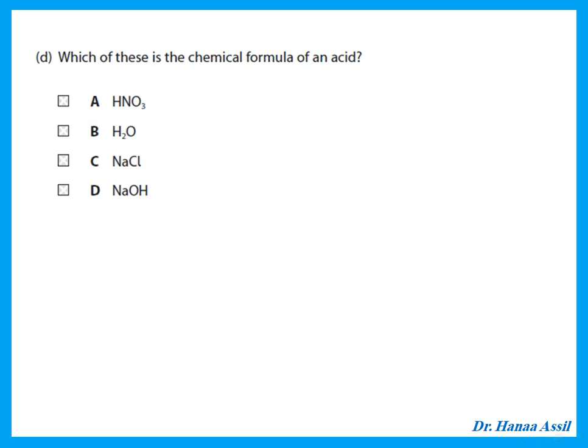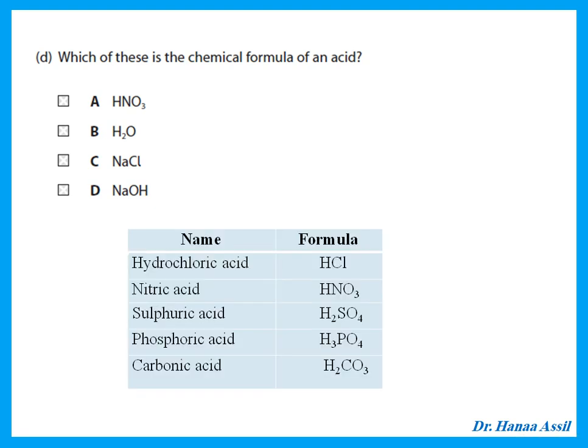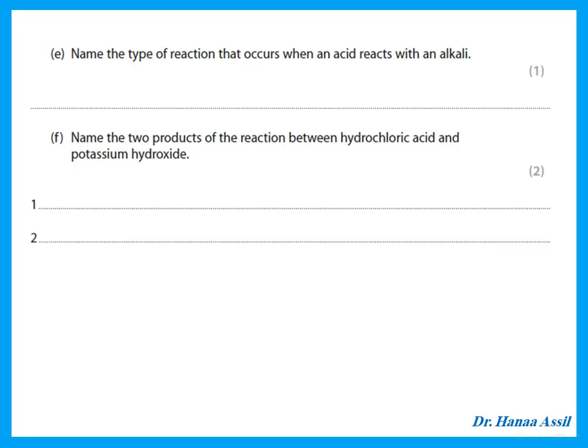Then he says, which of these is the chemical formula of an acid? Well, remember that when we write the formula of an acid, we usually start with H. So hydrochloric acid is HCl, nitric is HNO3, sulfuric is H2SO4, and so on. So starting with H is an acid. Of course, H2O is not an acid, that is water. So that's not an acid. Otherwise, if it starts with H, it is probably an acid.